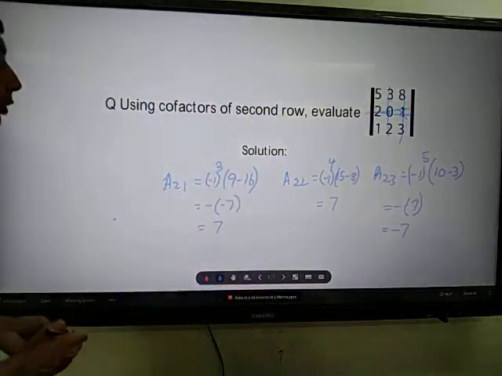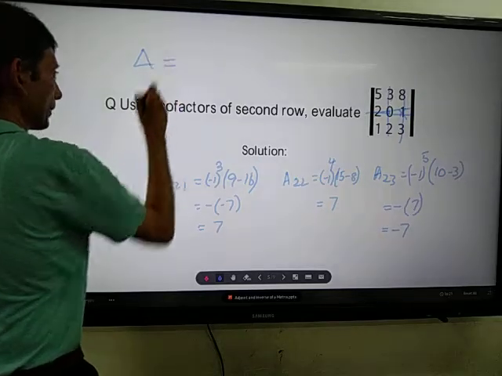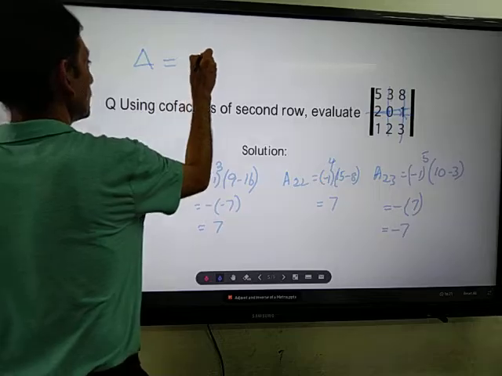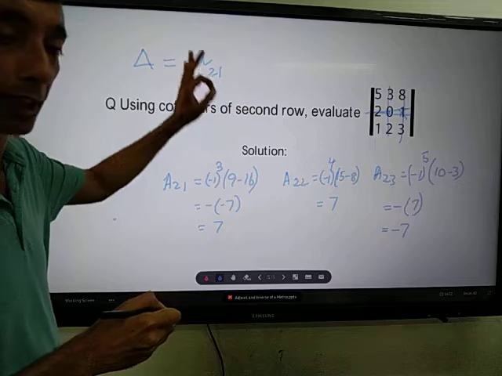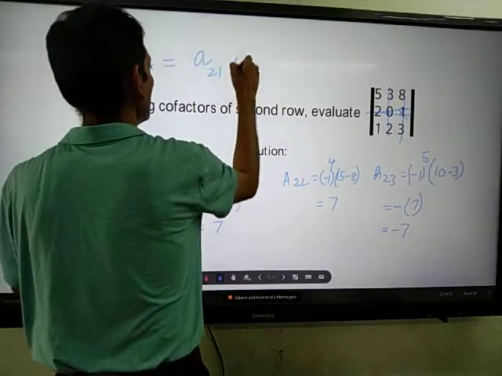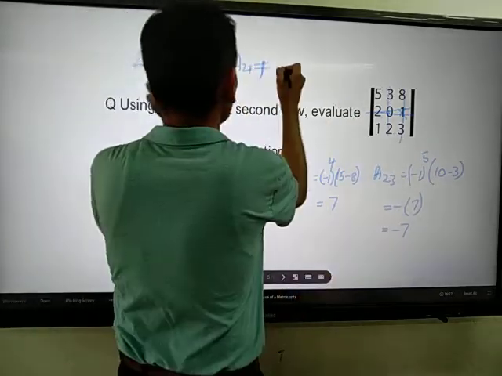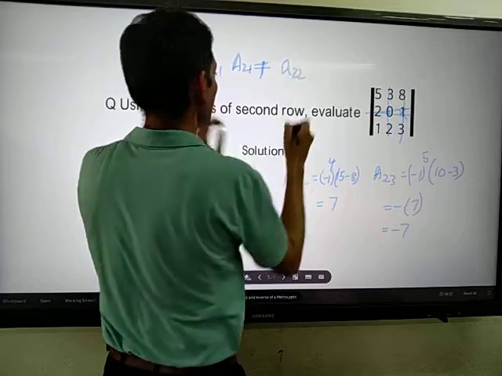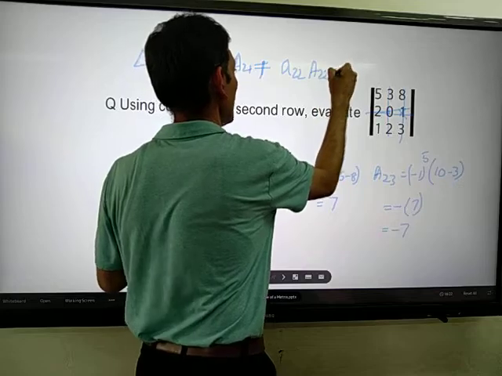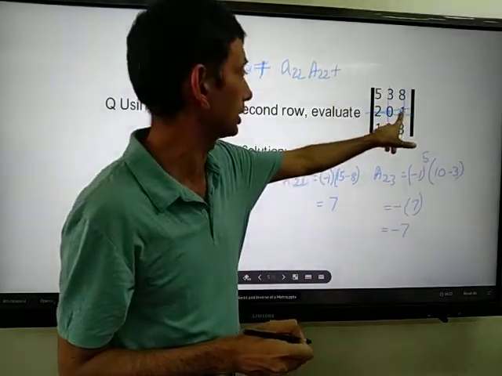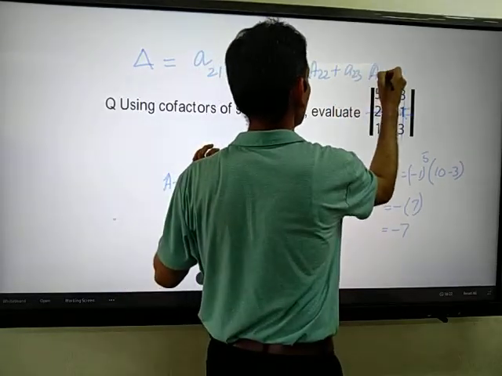So now let us calculate the value of this determinant. If the value of the determinant is denoted by delta, then the value is obtained as follows. First I will write the element, this is a21. Then that element I will be multiplying by the cofactor of the same element, A21. Plus, next I will write this element, that is a22. Then I will multiply that element with the respective cofactor, A22. Plus, this element will be a23, and this is multiplied by A23.